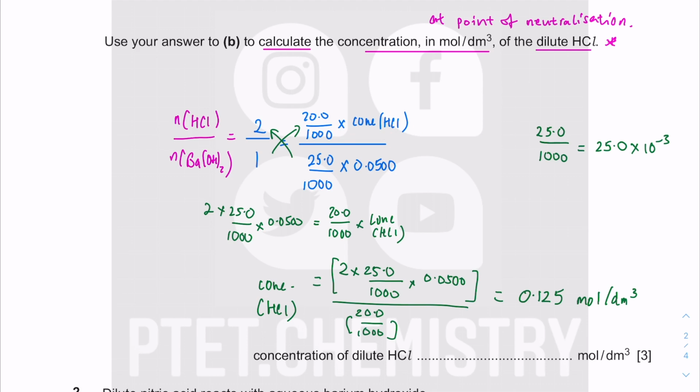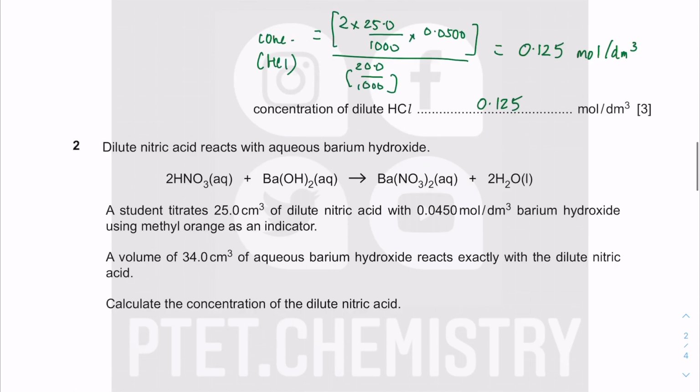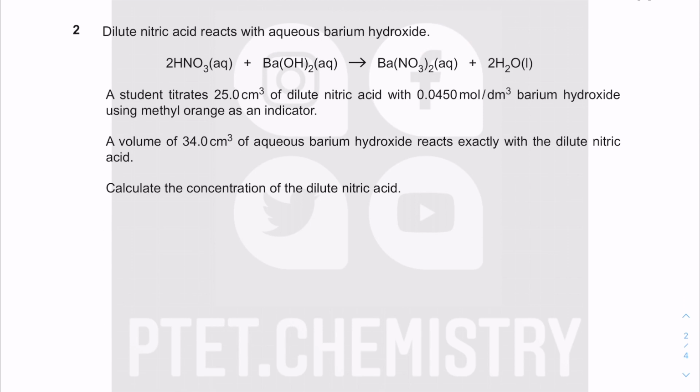Hence I have mole per dm³ as my final answer, written out as part of my working there. On to the next part of the question. So we have dilute nitric acid. Again, this is a neutralization between an acid and a base or alkali, and you get a nitrate salt of this barium compound, barium nitrate, where all nitrates are soluble in water.